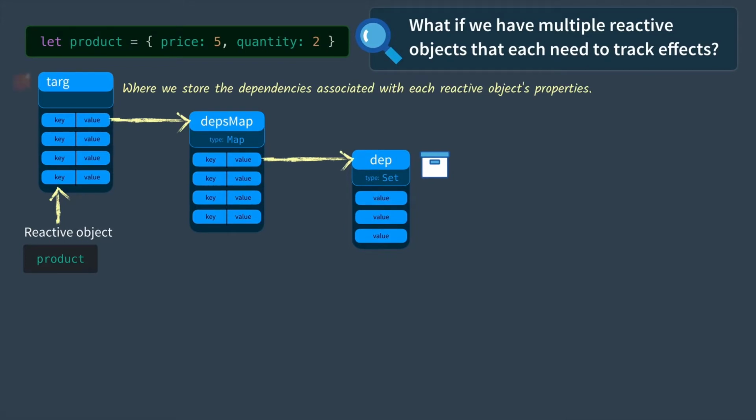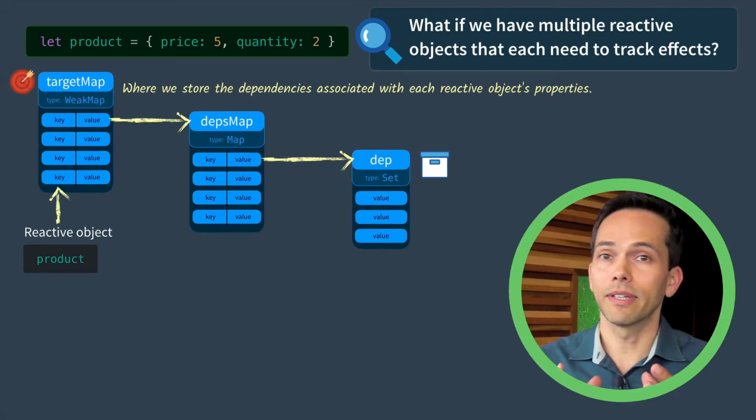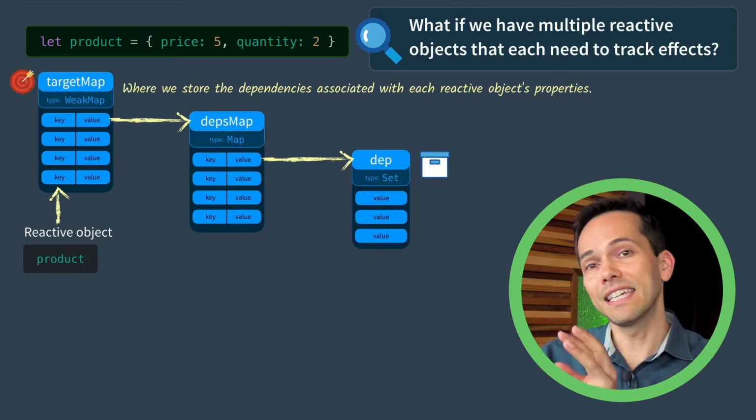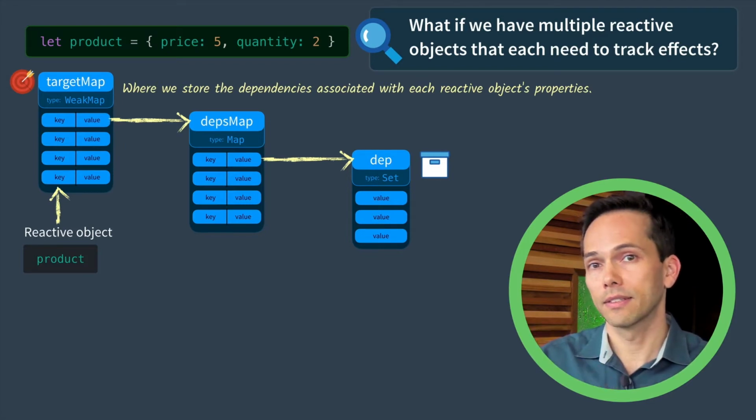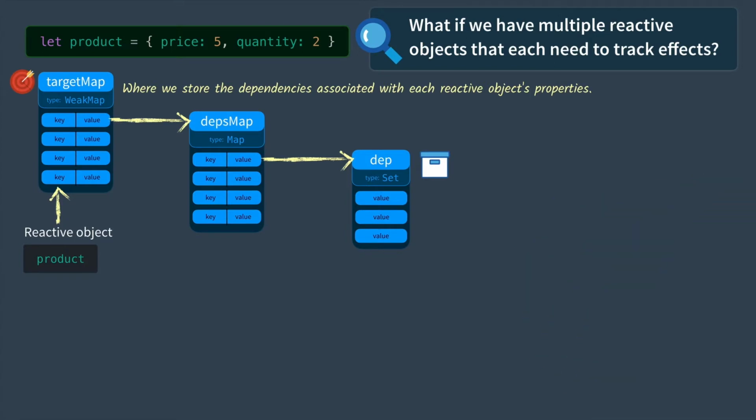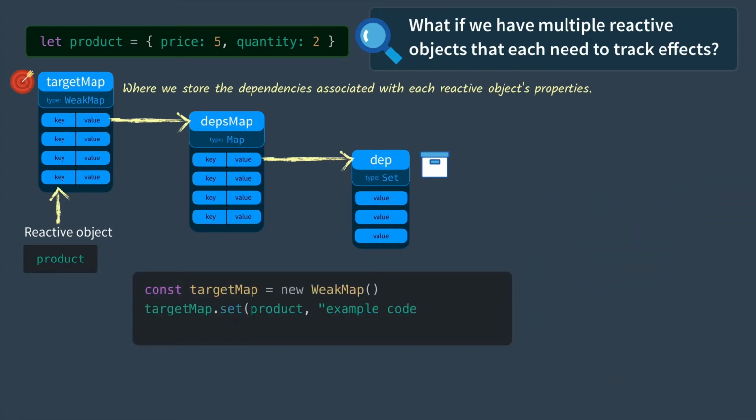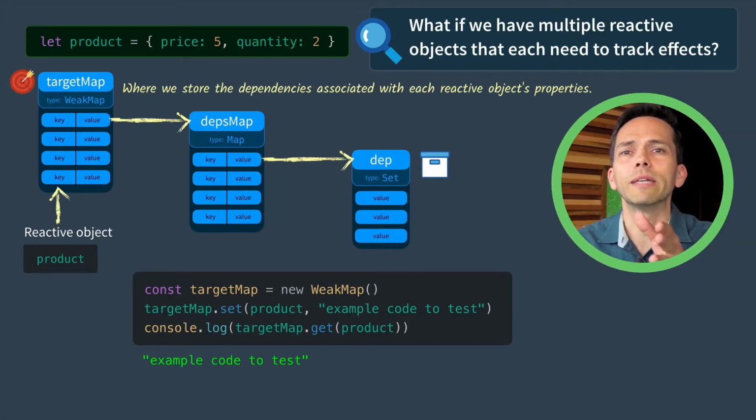In Vue 3, it's called a target map, and it's of type weak map. A weak map is simply a map where the keys are objects. So let me show you what I mean. If we create a weak map, we can then set the key equal to our product and our value maybe just a string called example code to test. To get that value, we would call get and again send in an object. And it would print out example code to test. This is just an example to show you how weak maps work. Do you get it?